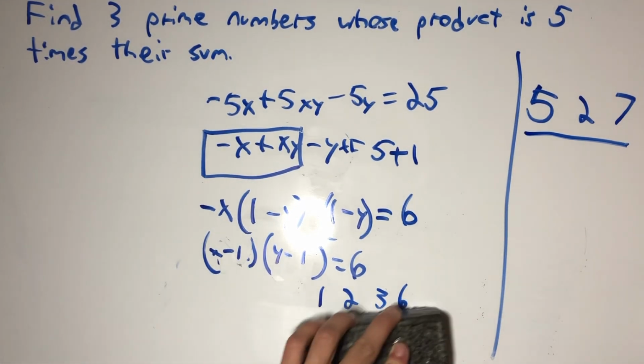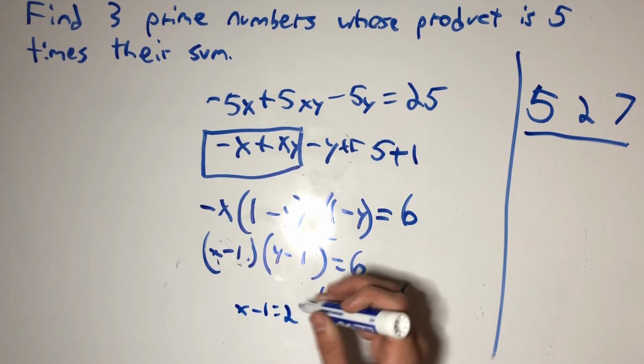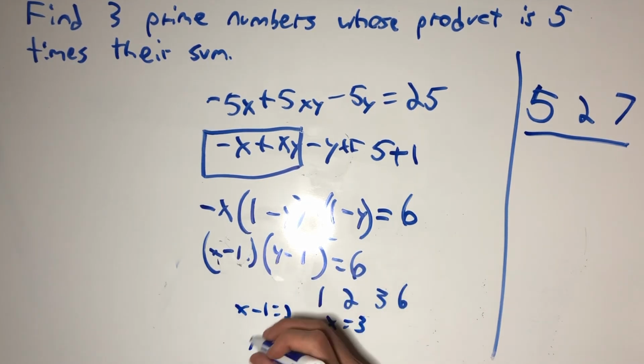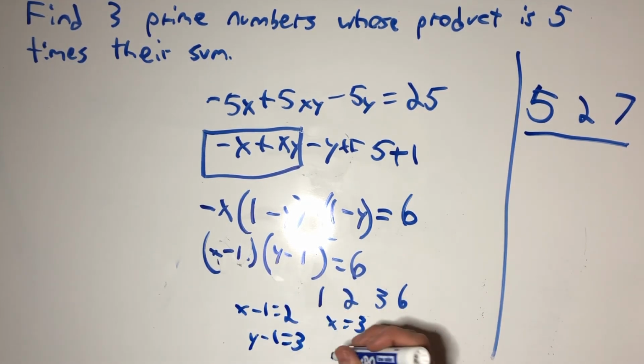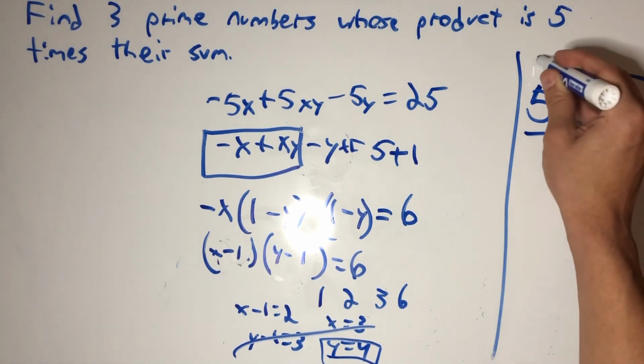Now, let's assume that this is equal to 2. So if x minus 1 equals 2, x is equal to 3. Now, y minus 1 equals 3, so y is equal to 4. This does not work, because 4 is not prime. So that is a no. So, therefore, we have found our only answer being 5, 2, and 7.